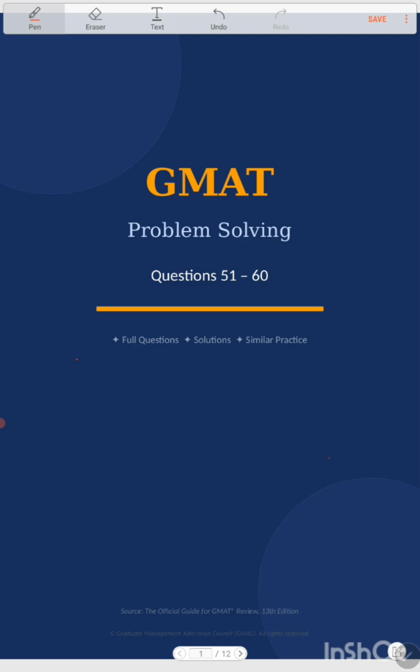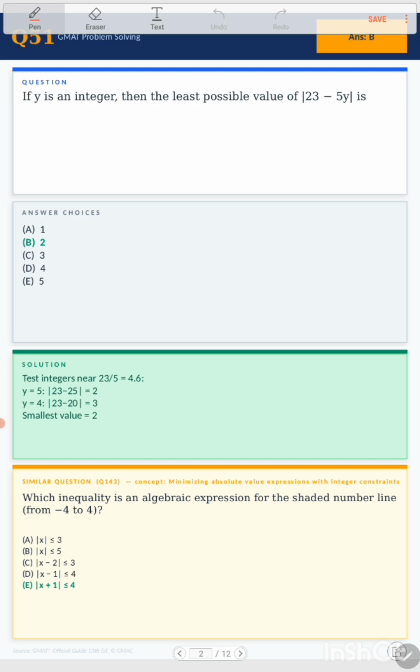For each question, I've included an extra question, a similar question that you can solve using the method for the current question. So let's begin. Now solving question number 51.